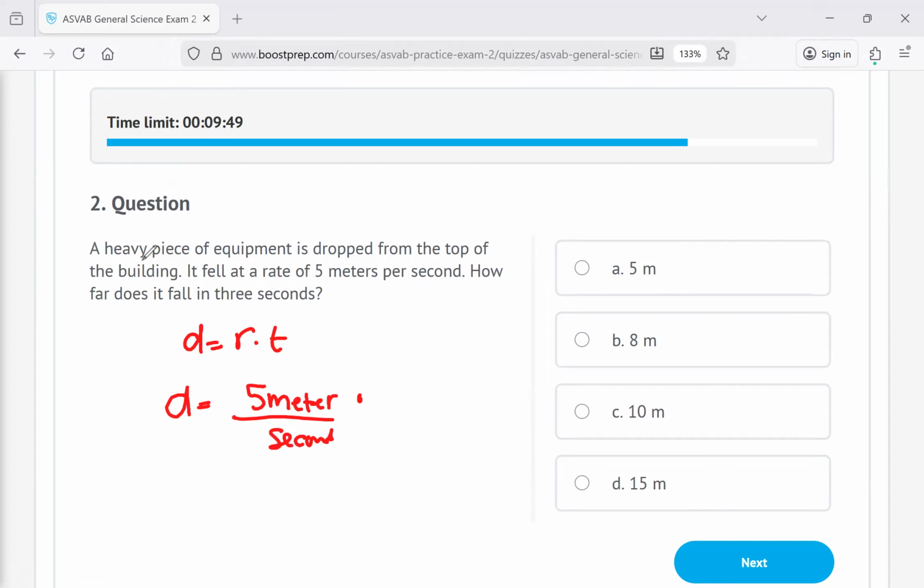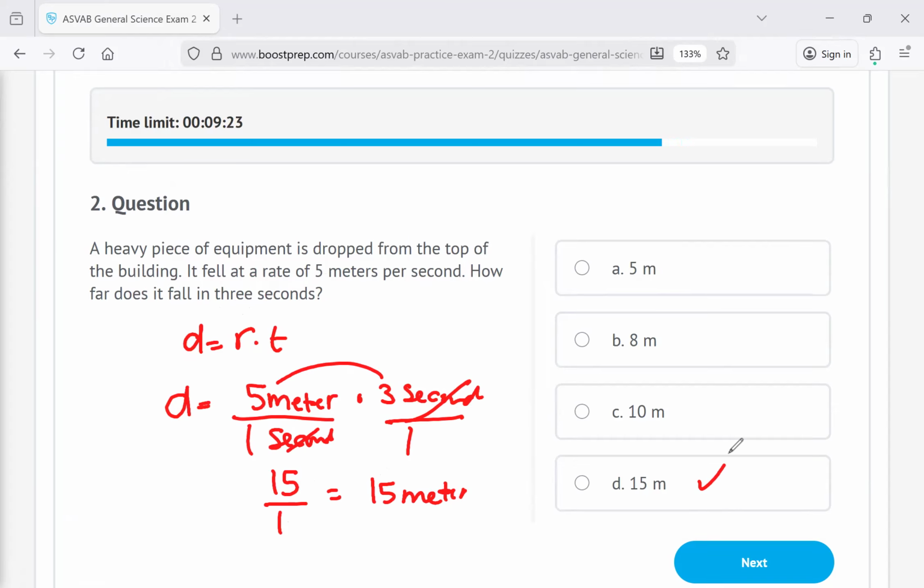It fell at a rate of 5 meters per second. How far does it fall in 3 seconds? Okay, so our time is 3 seconds. As you can see, you multiply across, so 5 times 3 is 15, and then 1 times 1 is 1. So it's really 15. And what are our new units? The seconds disappear, so you're left with meters. So I think it's D. Okay, let me double check. Yeah, it is definitely 15 meters.